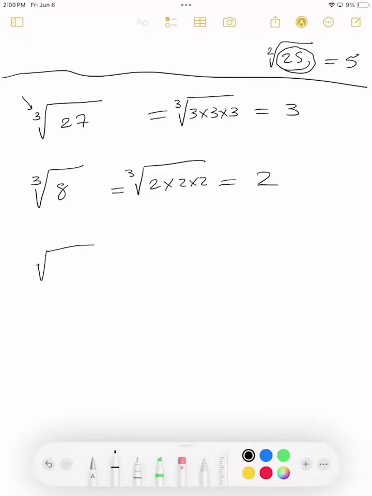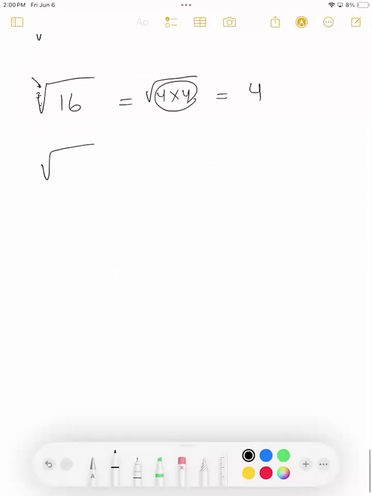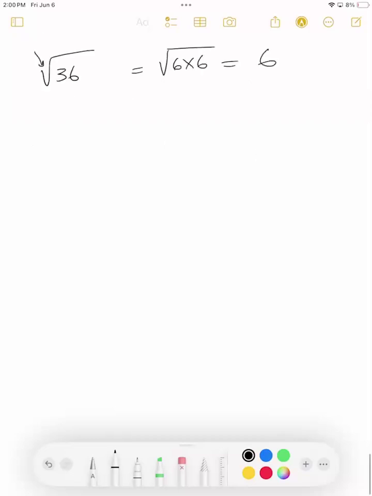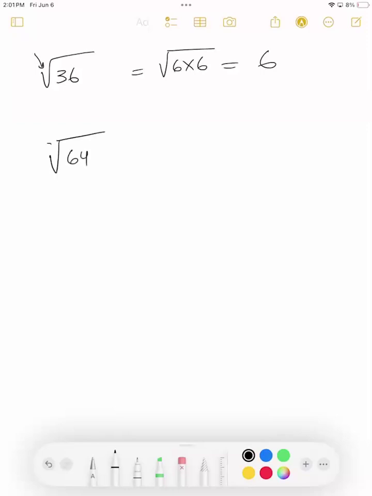What if I have 16? And I don't have a number here, so that's the second root. So I write this as 4 times 4. So I have 2 4s, the answer is 4. Or if I have 36, because this is the second root, I need 2 of them. 2 6s gives me 36, so the answer is 6. But if I have 64 and I have a 3, then I write it as 4 times 4 times 4, because 4 times 4 times 4 is 64, so the answer is 4.